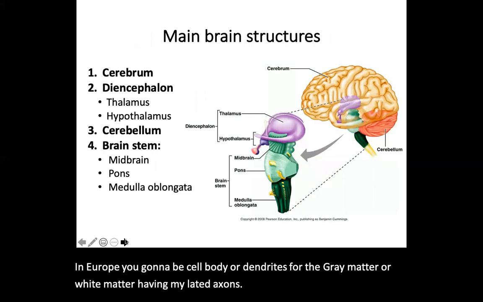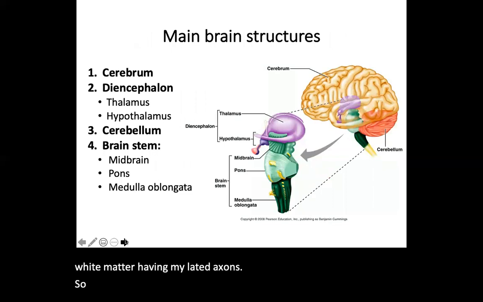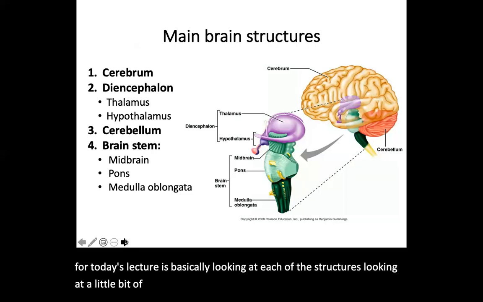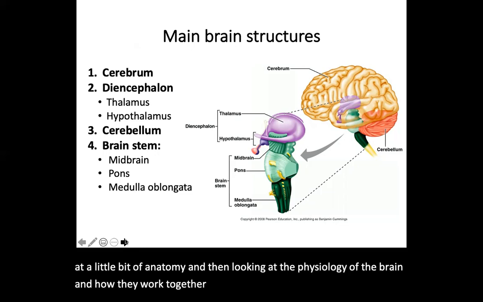So your brain is made up of multiple structures. What we will be doing for today's lecture is basically looking at each of the structures, looking at a little bit of anatomy, and then looking at the physiology of the brain and how the structures work together to make our brain the control center for the body.